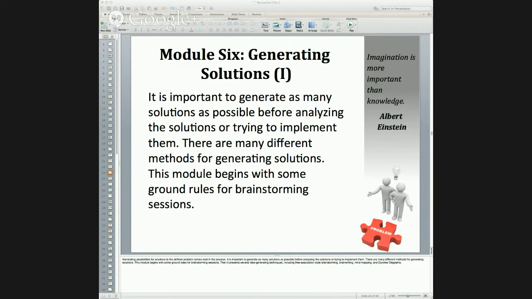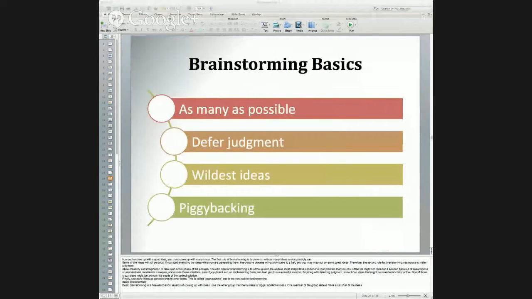There are many different methods for generating solutions. This module begins with some ground rules for brainstorming sessions. Then it presents several idea generating techniques, including free association style brainstorming, brain writing, mind mapping, and Duncker diagrams. So you need to understand the brainstorming basics.